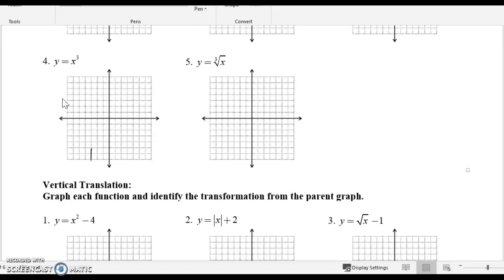It looks like that. And then the cube root function, that's what that is, it's kind of sideways. It's kind of a sideways cubic function. So those are your 5 parent graphs that you should know how to graph.